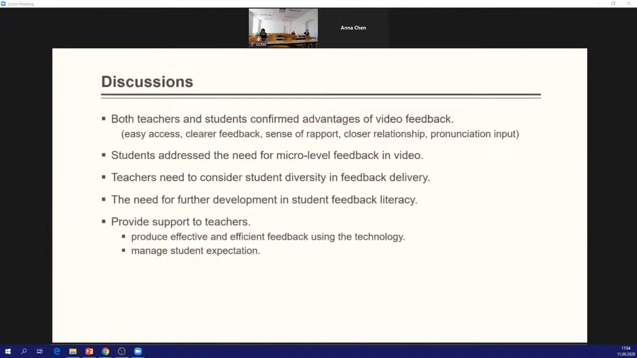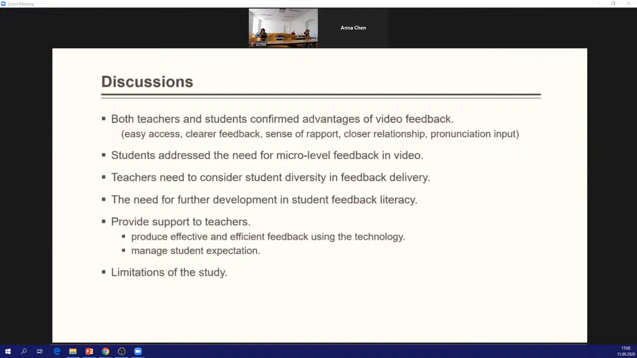Okay, the study shows students' inclination towards video feedback and their need to have detailed explanations. However, teachers were concerned about the process being time-consuming, despite recognizing the pedagogical value of this practice. So what support could the institute or department provide to teachers when using such technology to help them work more effectively and efficiently? And on the other hand, I think we need to manage student expectations. We need to balance teachers' workload while maximizing students' individual needs.